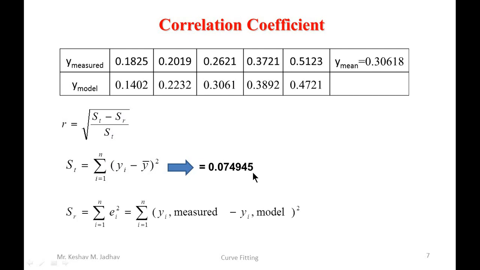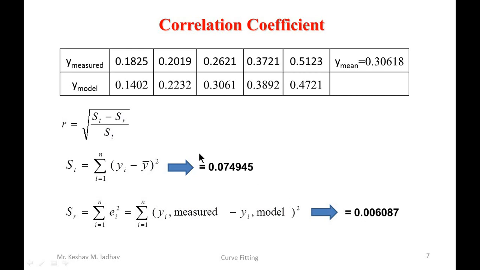0.074945. Then to calculate the value of SR, we have to calculate error in each values of y. So if i is equal to 1, then we have to take measured value minus model value. So if i is equal to 1, then it is 0.1825 minus 0.1402 and its square, plus 0.2019 minus 0.2232 and its square, and so on. So if you calculate this, then we will get SR is equal to 0.006087.